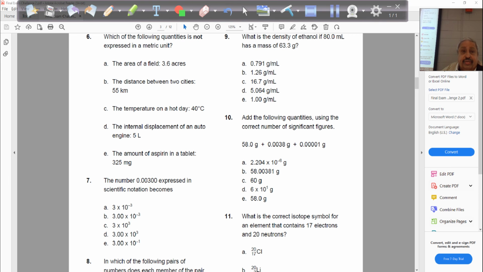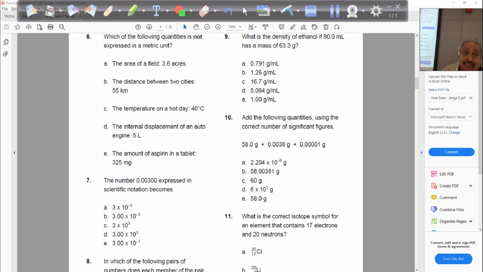Which of the following quantities is not expressed in metric units? Which one is not in metric units? Come on, guys, don't let me down here. You know the metric, you know the English, and you know the SI, correct? By now, I hope. Which one is not a metric one?